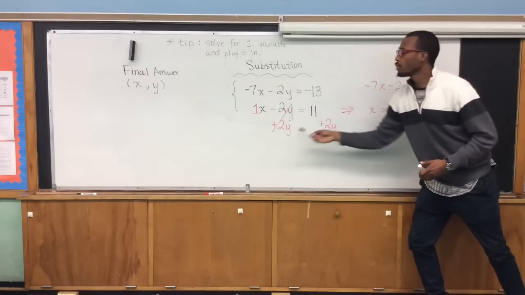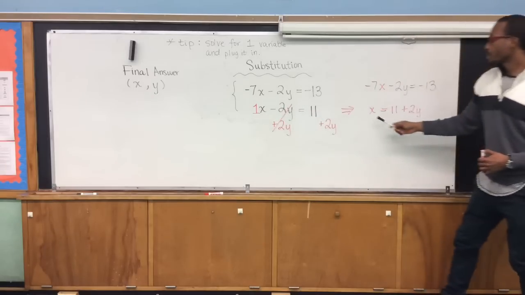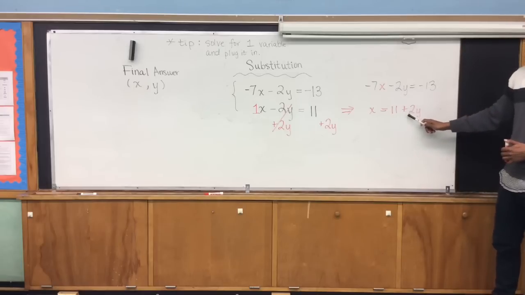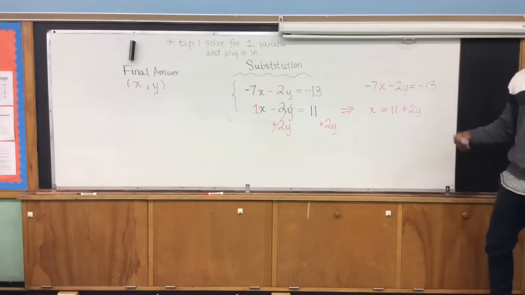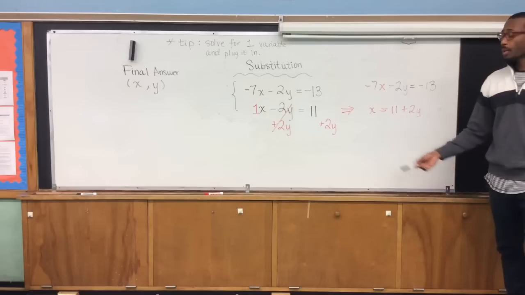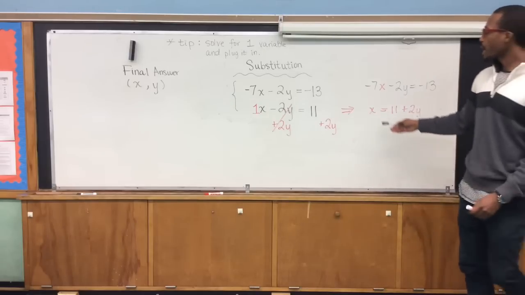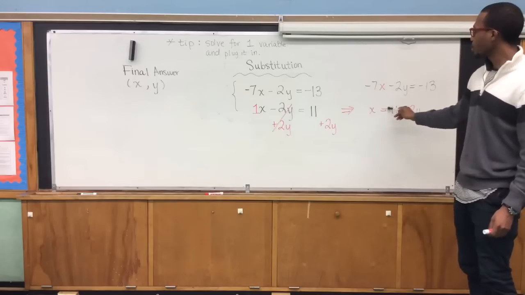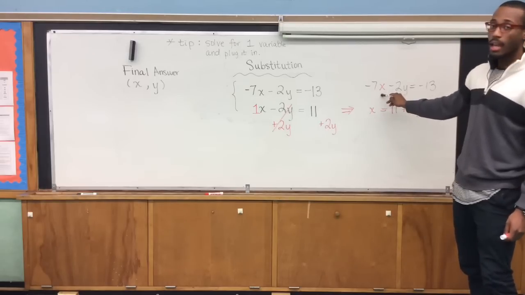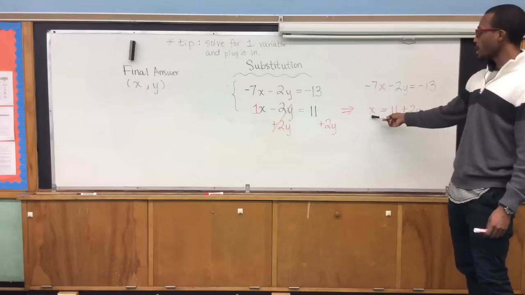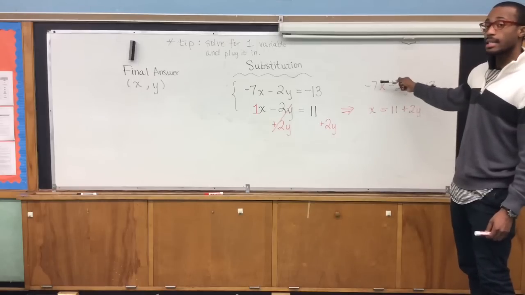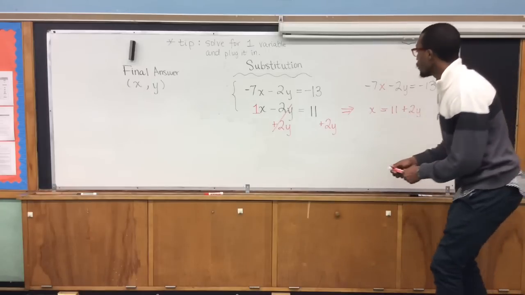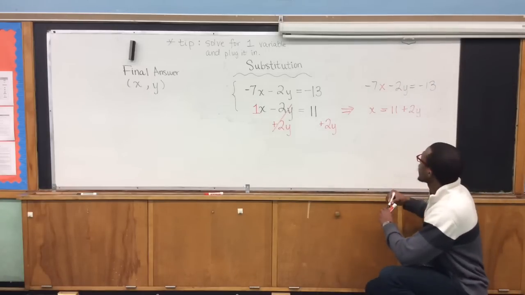And then on this side, we rewrote our second equation so that we have x by itself, and x equals 11 plus 2y. All right. Now that we have one of the variables solved for, by itself, we can attempt to rewrite this equation, but substitute 11 plus 2y in for x, all right? Since we know what x equals, instead of writing x, we can write 11 plus 2y.